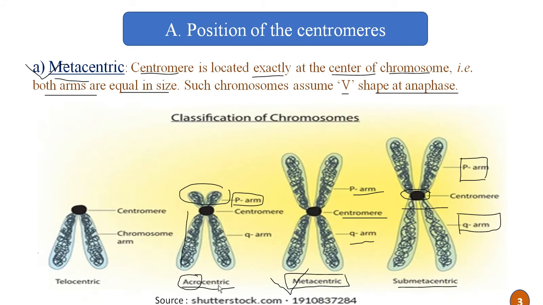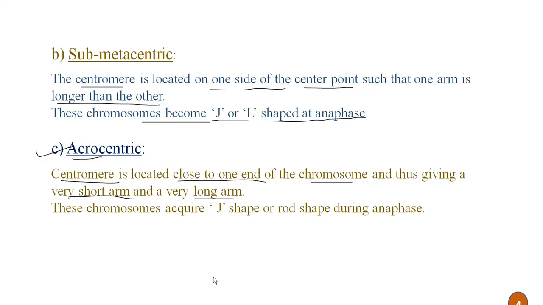And another name for this acrocentric chromosome is subterminal. Terminal means at the end and subterminal means near to one end. So another name for this is subterminal chromosomes. That means the chromosomes having the centromere just near to one end. Subterminal chromosomes.